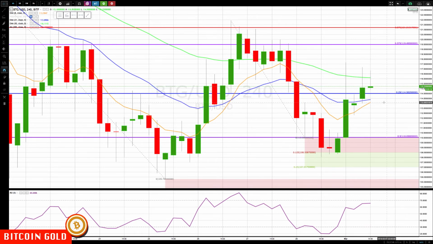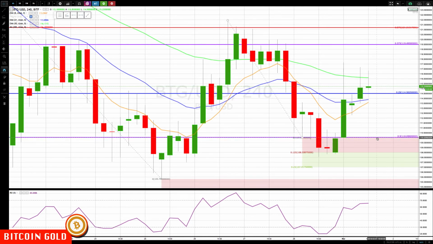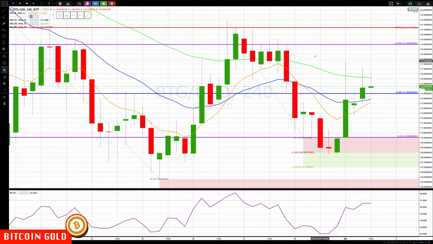So key support we're watching for is about 113.50 to 114. If it does drop below that, we'd be watching for it to return down to this 110 level. On a rally, next major resistance area is this 118.85, which you can see, all this prior resistance right here.